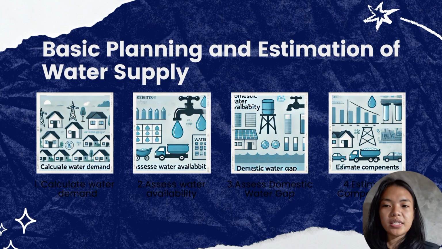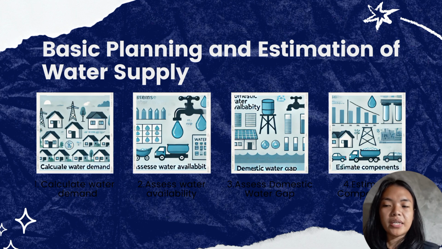Third step is to assess the domestic water gap, which is the difference between the yearly water demand and the yearly water availability. For example, if a community's demand is 200,000 liters per day, but only 150,000 liters is available, there is a gap of 50,000 liters that needs to be filled.